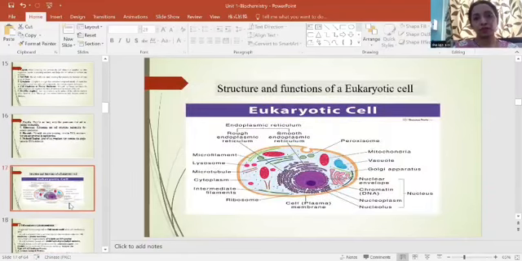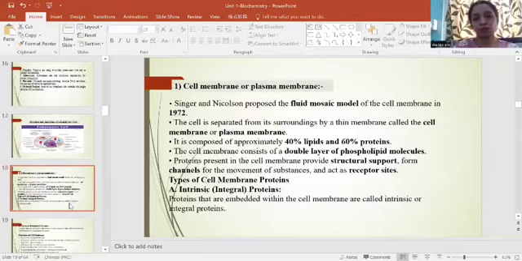Next one is the eukaryotic cell. As you can see, these are all the components of the eukaryotic cell: an outer cell membrane, lysosome, microtubule, cytoplasm, ribosomes, plasma membrane, nucleus, Golgi complex, vacuoles, mitochondria. So we will see all the components one by one.